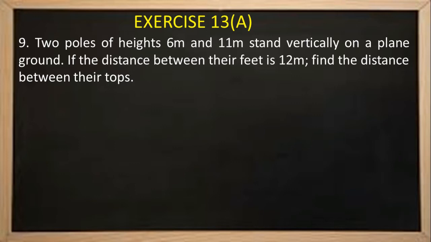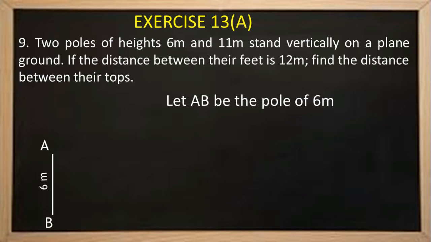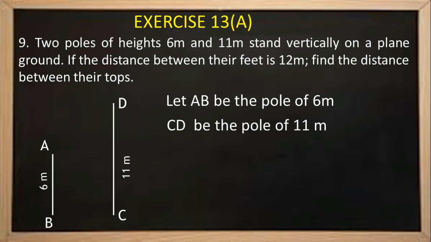Consider a pole of height 6 meter as AB. Observe the statement and the diagram together, children. This is the pole of 6 meter which is named as AB. And the other pole of 11 meter, let us mark it as CD. In general, we know that the 11 meter pole will be taller than the 6 meter pole. So hence draw the diagram accordingly.